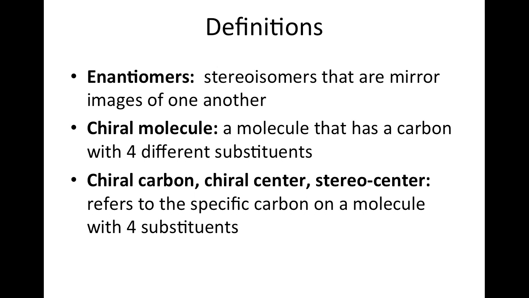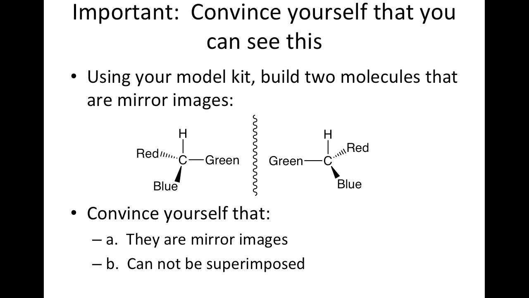The second term you should be aware of is chiral molecule. A chiral molecule is a molecule that somewhere on it has a carbon with four different substituents, or what's called a chiral center, or as you see below, a chiral carbon, chiral center, or stereocenter, all referring to the specific carbon on a molecule with four different substituents.